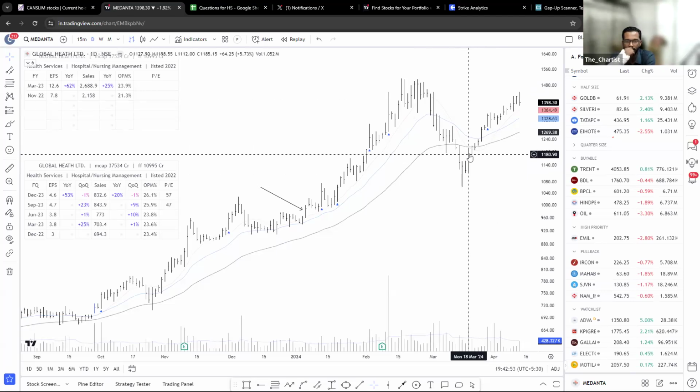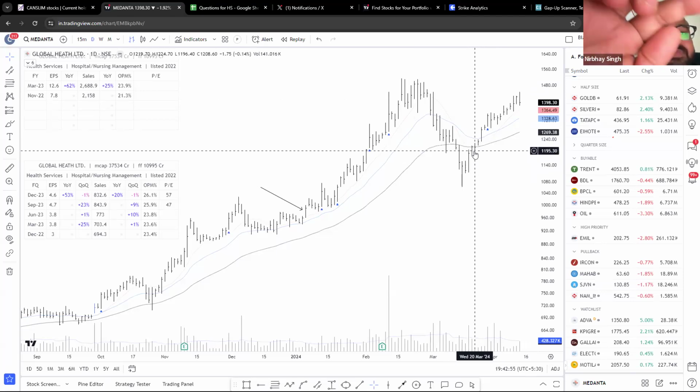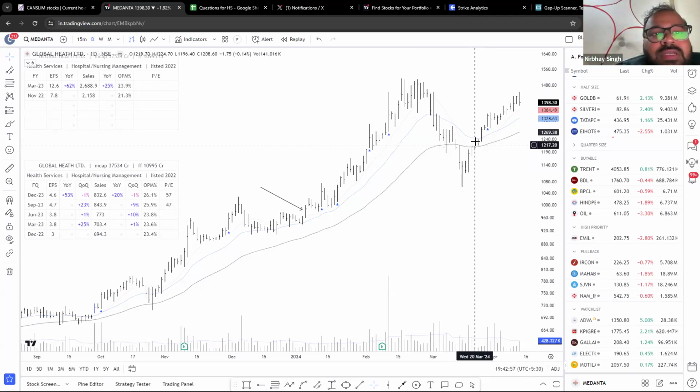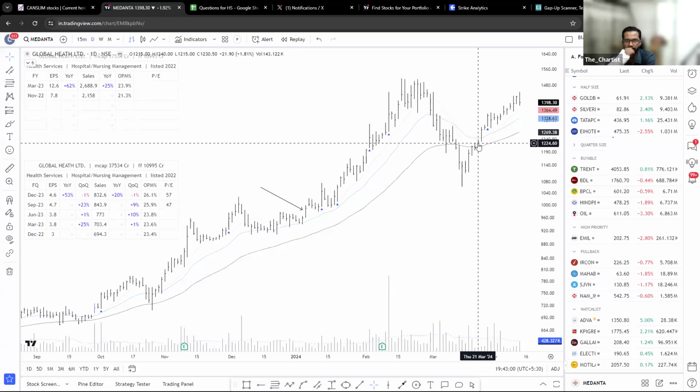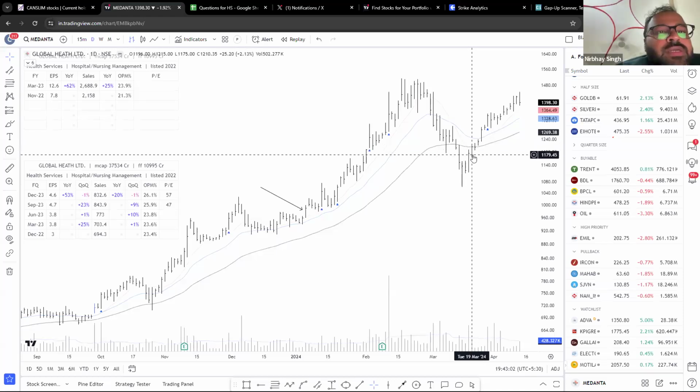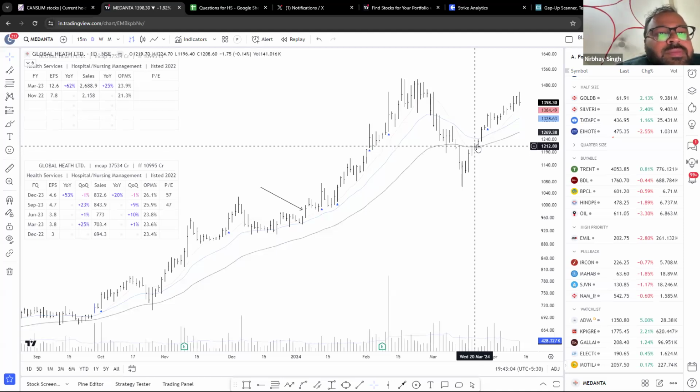OK, if we look at the 50 MA, here also we could have got a chart entry. This one would have been the entry when it breaches 50 MA again here. And stop loss will be somewhere here, 1180.